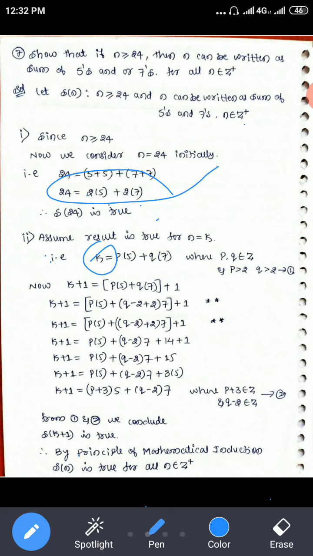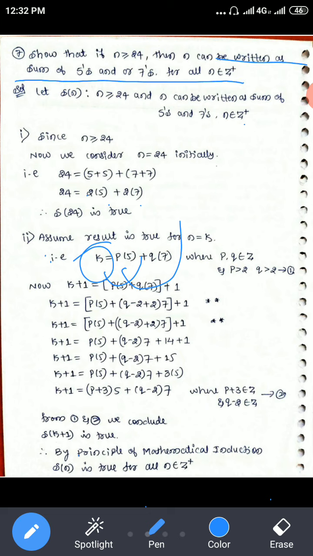So what is n can be written as? n can be written as sum of 5s and sum of 7s. So n is nothing but k. So this k or n can be written as sum of 5s and sum of 7s. This is the statement that I am writing here, where p, q belongs to Z and p is greater than 2, q is greater than 2. Next, I'll try for k plus 1. Okay, so here k means what? p of 5 plus q of 7, plus 1. That's what I wrote here.